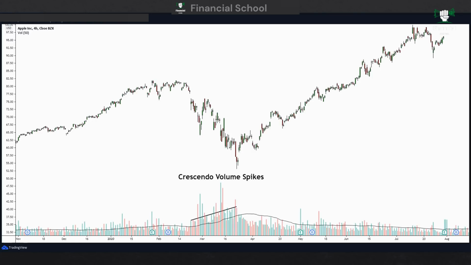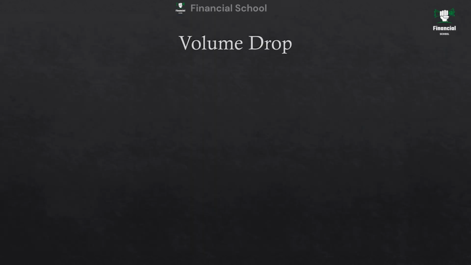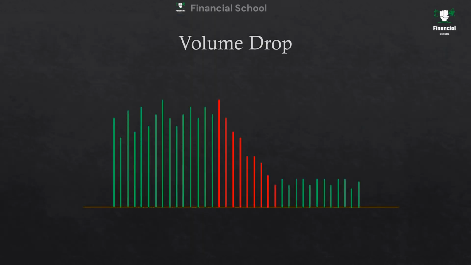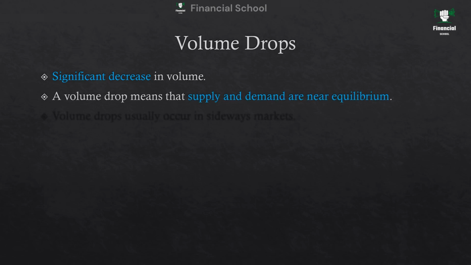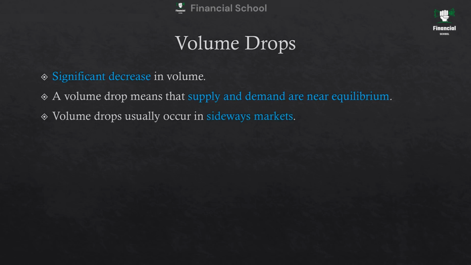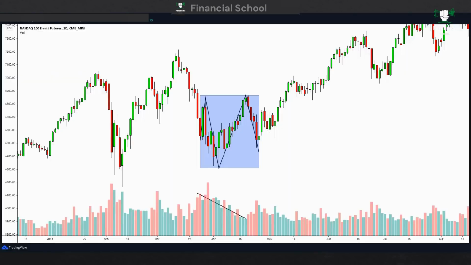A volume drop is a less dramatic event, but it also contains important information about the market. A volume drop is represented by a decrease in volume or a decrease in trade activity. A drop in volume means that supply and demand are near an equilibrium state, so oftentimes you will see price moving sideways as volume drops. If you don't know how supply and demand works, watch the Ultimate Beginner's Guide to Supply and Demand Trading in the YouTube card. In this chart, you can see how price oscillates within the blue rectangle while volume gradually drops.